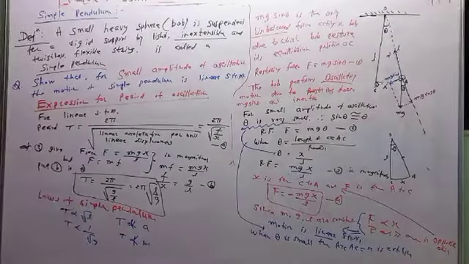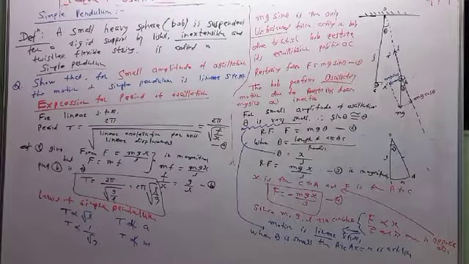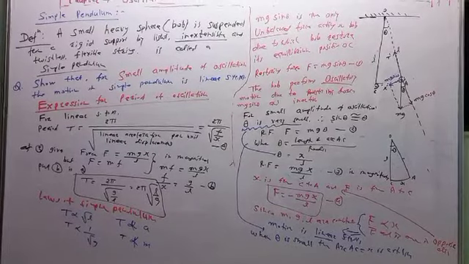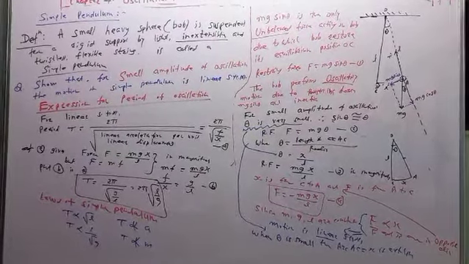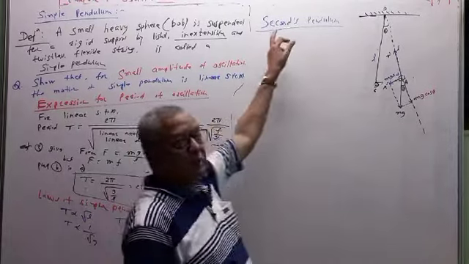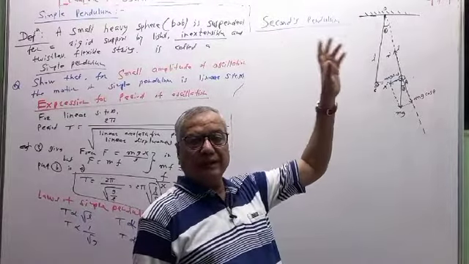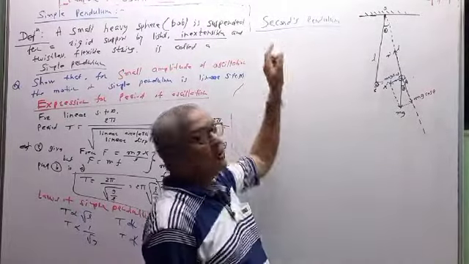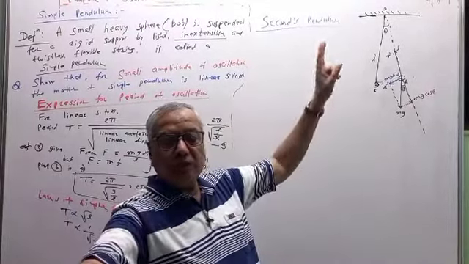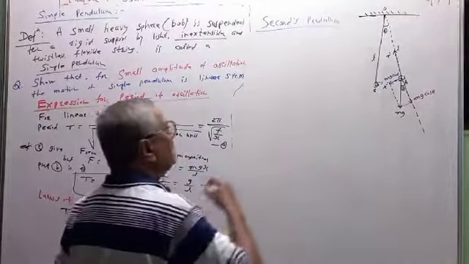Now, let us consider one special case of simple pendulum, and that case is the seconds pendulum. So let us see this special type of pendulum called the seconds pendulum. That second is not related to time, minute, second, hour, etc. It is related to first, second, third. Second means 2. So a pendulum having a period of 2 seconds is called a seconds pendulum.